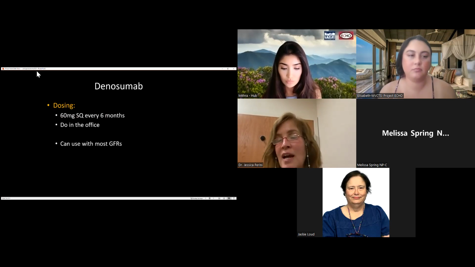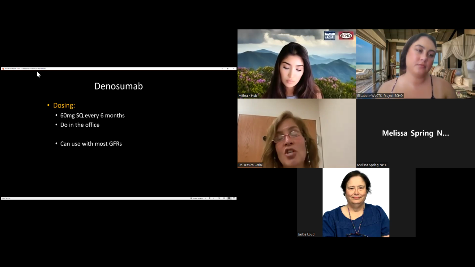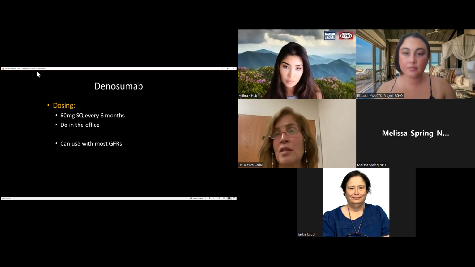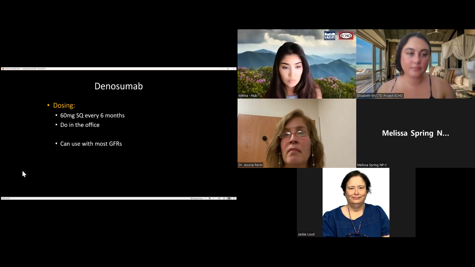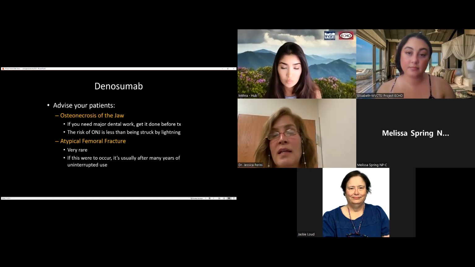It is essentially, I tell people, like a flu shot. That's the size of the needle. It's just a little shot in the arm, and that's it. You can use Denosumab with pretty much any kidney function. So that is one of the things that could potentially help make you choose this as your osteoporosis treatment option if the GFR is low, less than 30, 35. Next slide. Just like the bisphosphonates, osteonecrosis of the jaw and atypical femoral fracture are in the warnings. Next slide.